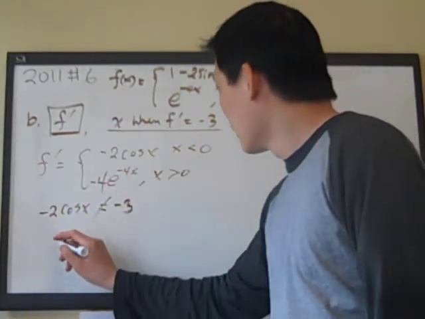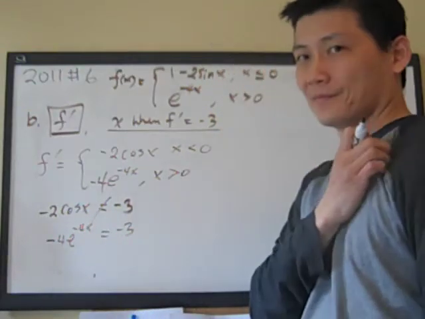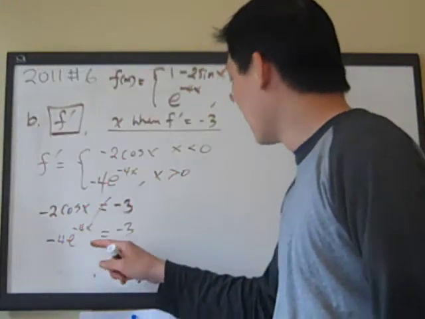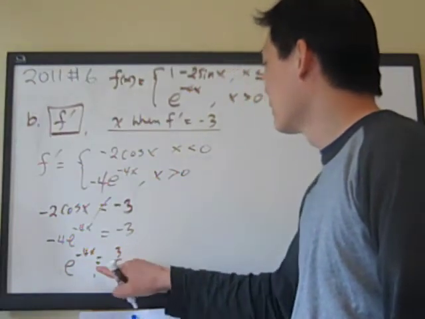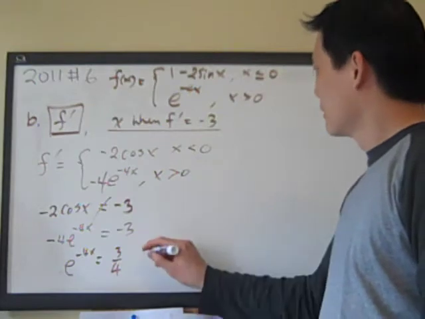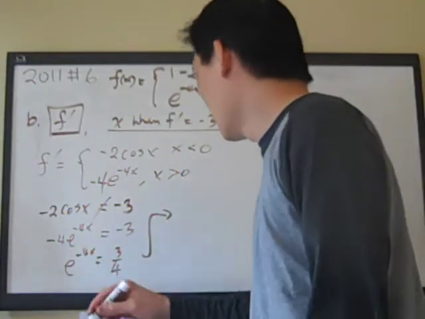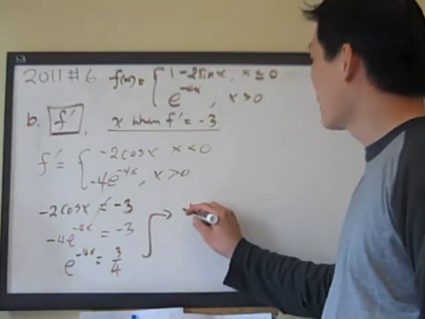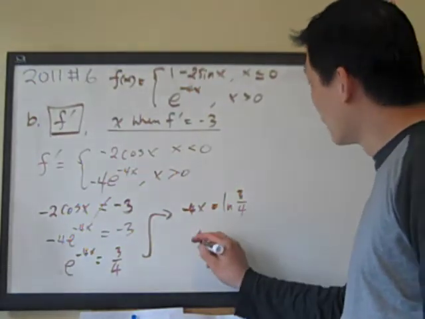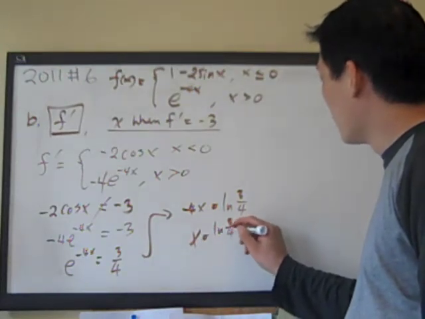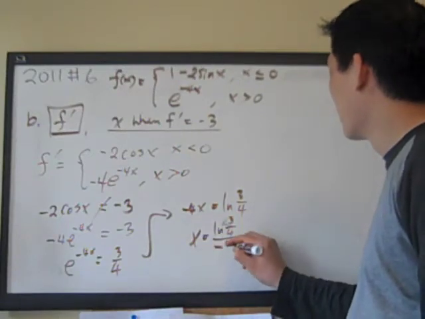But what about this part? Is it possible to have -4 e to the -4x equal to -3? Absolutely. We divide both sides by -4 and get e to the -4x is equal to 3/4, since -3 over -4 is 3/4. Now we can take ln of both sides. We get -4x is equal to ln 3/4, and so x is equal to ln 3/4 over -4.